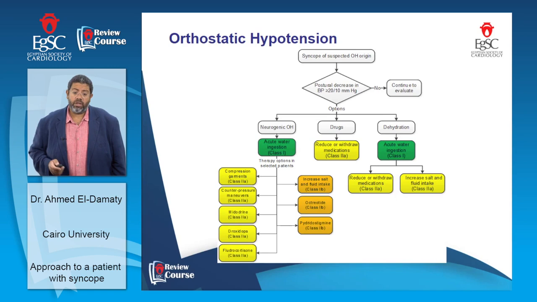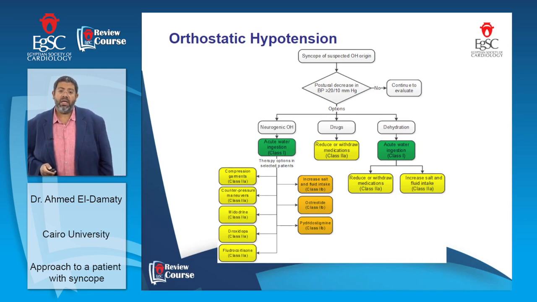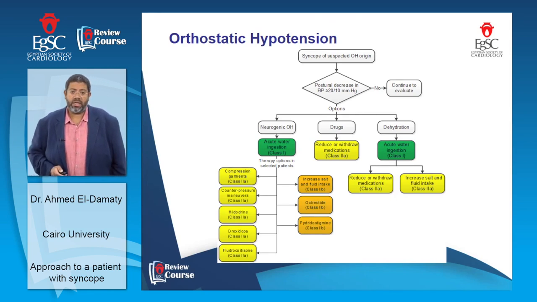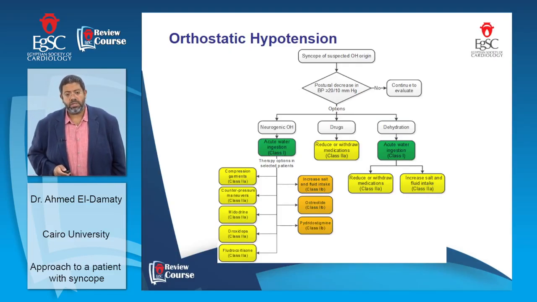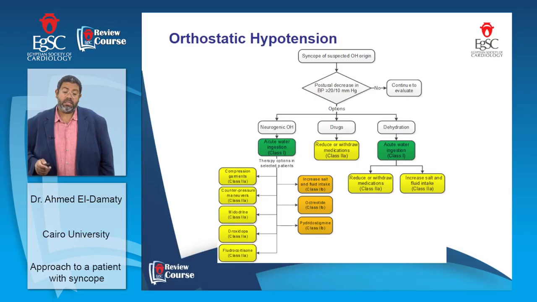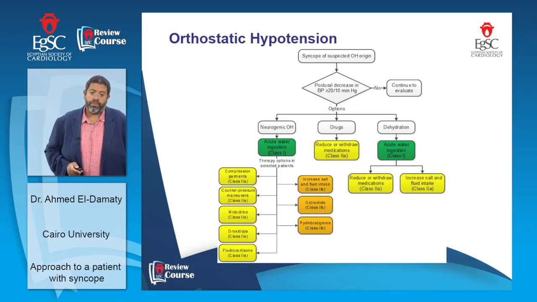Drugs like octreotide and pyridostigmine had some evidence. However, the class of indication is still 2B, while other maneuvers such as elastic stockings, counter pressure maneuvers, midodrine, droxidopa, and fludrocortisone are a class 2A indication.